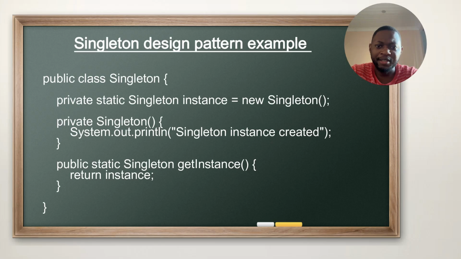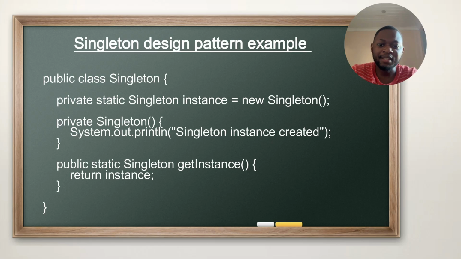This is our next slide, where we have our singleton design pattern example. As you see here, we have our singleton class, and we also have our static instance variable that is our current singleton object. You will see the instance variable, we've made it static. That means it's not an object variable, it's a class variable.